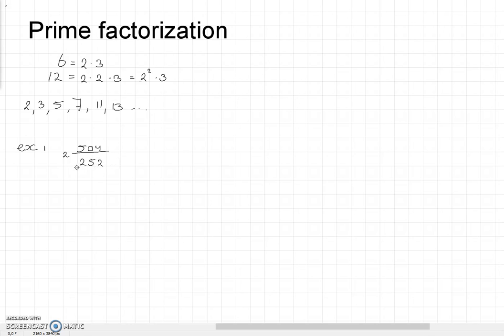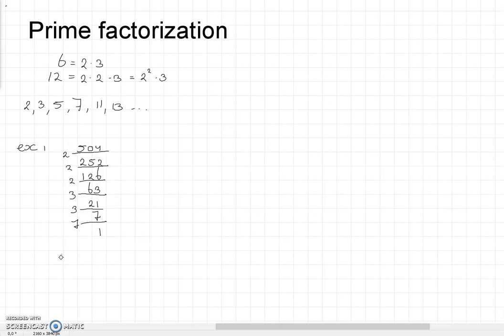252. This again is even, so we can divide it by 2 another time to get 126. Again, even. And now we get 63. This number is not even, so we cannot divide it by 2. So we're going to divide it by 3, which is possible, to get 21. And we can divide that by 3 again to get 7. 7 is another prime number, so the last step is writing down 7 to obtain 1.